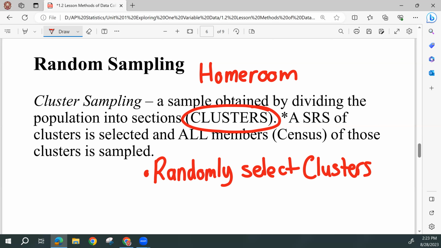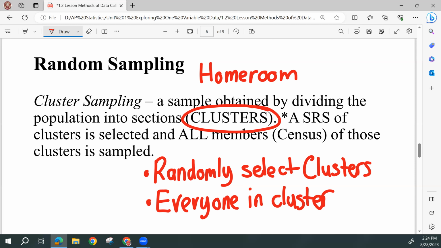So perhaps we'd randomly generate room numbers and the homerooms associated with those room numbers. Maybe we decide we'll select 10 of them. If we have on average 28 or 20 students in each of those and we select 10, we'll get about 200 students sampled. We'll randomly select 10 clusters, so 10 homerooms, and then we will collect information on everyone in the cluster. So I think I say in here, yep, we're doing a census of each cluster.